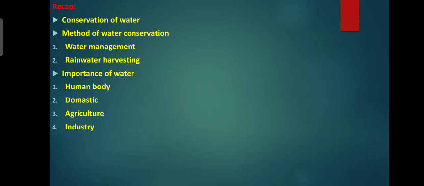Importance of water. First one, human body. Our body uses water in all its cells, organs and tissues to help regulate its temperature and maintain other bodily functions. On average, the human body requires 2 to 3 liters of water per day for proper functioning. Second one, domestic. Apart from drinking, people use water for many other purposes. These include cooking, bathing, washing clothes, washing utensils, keeping house clean, watering plants, etc.